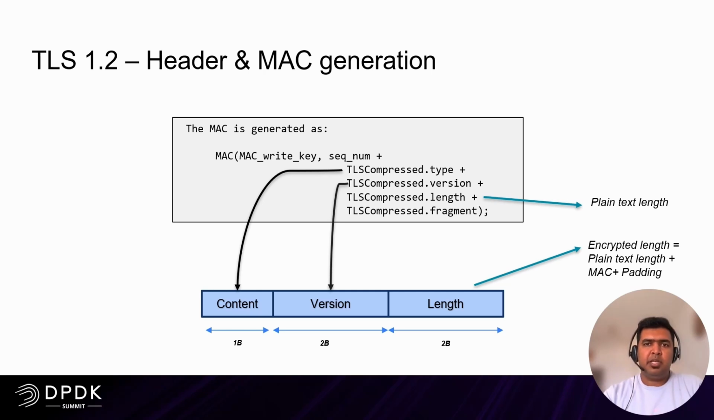The code snippet here is from the RFC and it specifies how the MAC or digest generation is done. Basically, it needs a key, sequence number, the content type, version, length, and the payload. In the TLS write operation, that is the encrypt operation, the digest is computed using the plain packet length, but the header would have the encrypted packet length, which may include padding.